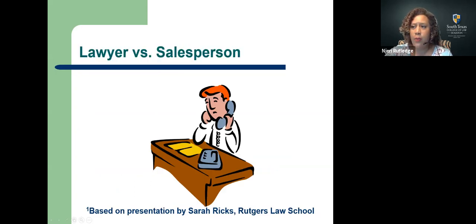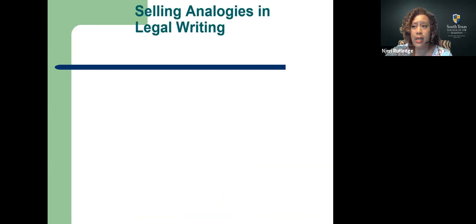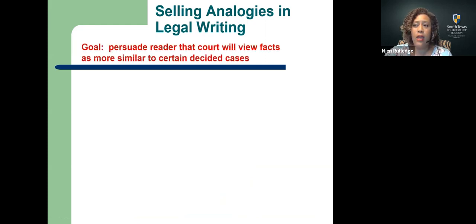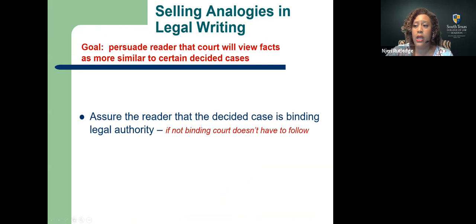The final parts of this slide are from a slide from Sarah Ricks from Rutgers, and she talks about lawyers being really more like salespeople in the sense that what we're selling are analogies. The goal is to persuade the reader that the court is going to view facts as more similar to certain decided cases that you may find helpful. You want to, in order to do this effectively, assure the reader that the decided case is binding legal authority.